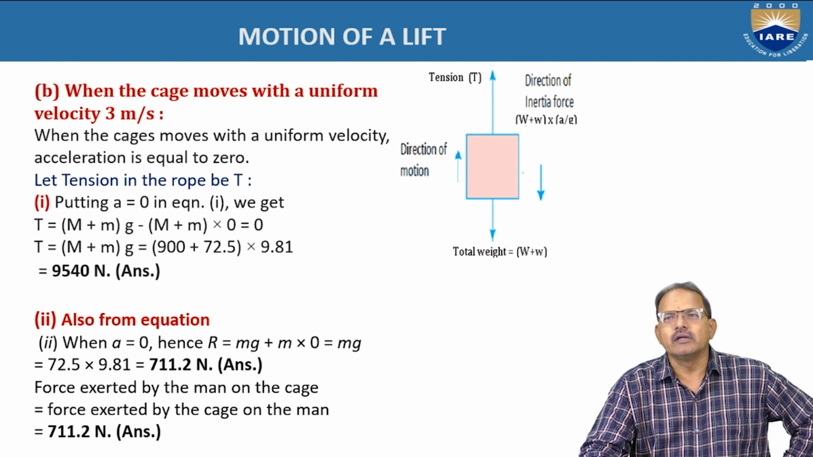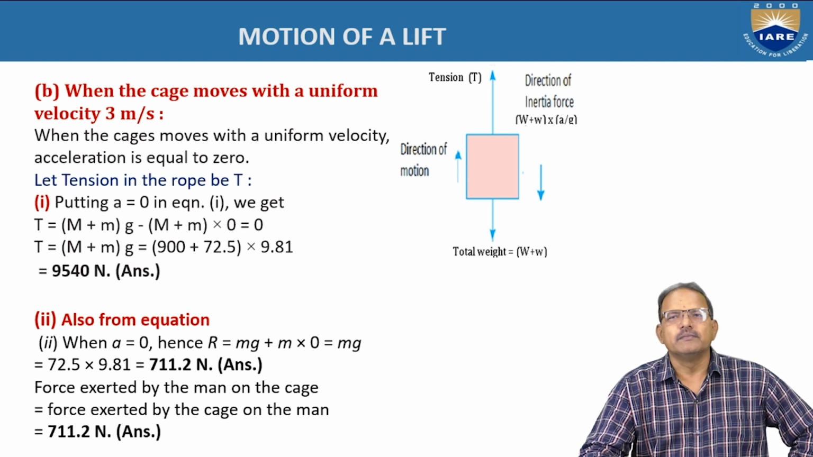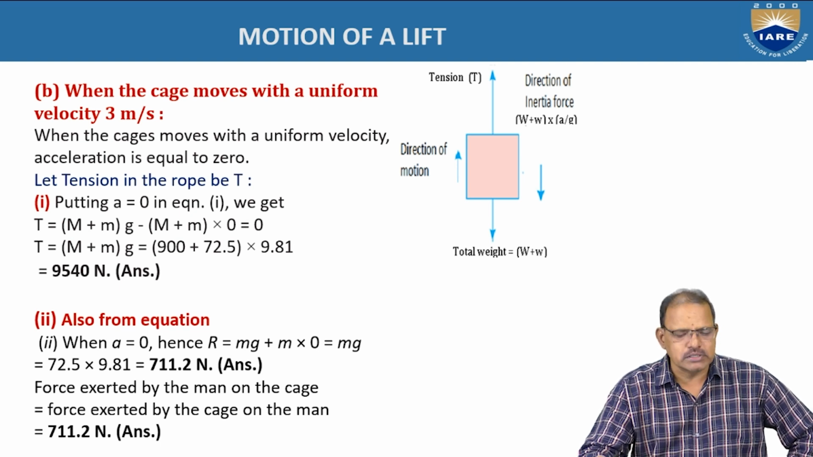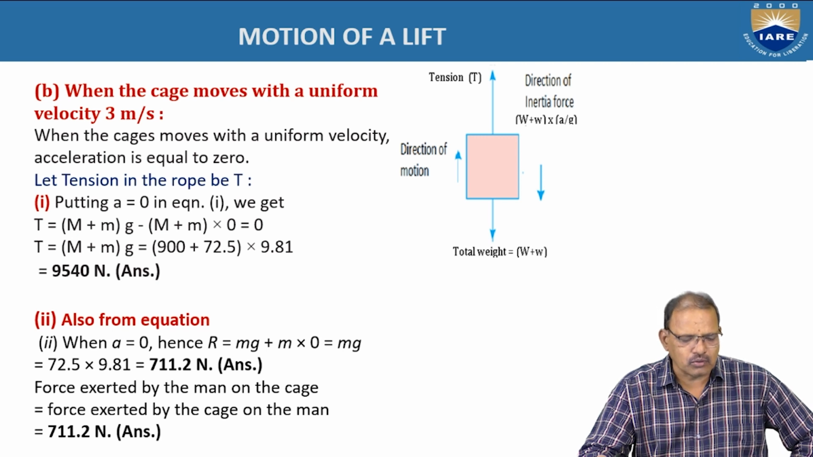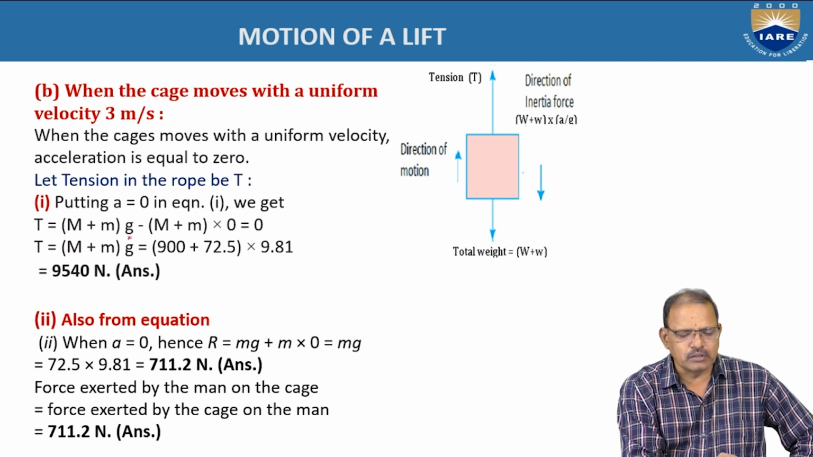When the cage is moving with a uniform velocity, that means a is equal to 0. Acceleration is the rate of change of velocity, so when it is moving with uniform velocity, the acceleration is equal to 0. Let T be the tension in the rope. Applying D'Alembert's principle, we get T is equal to capital M plus small m into g.